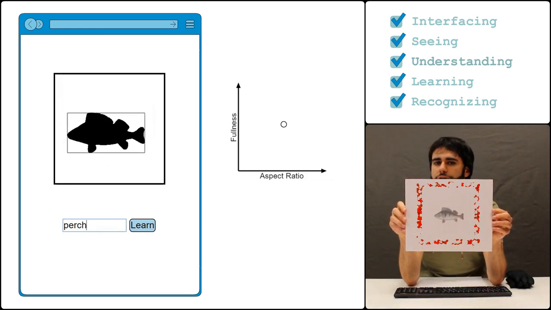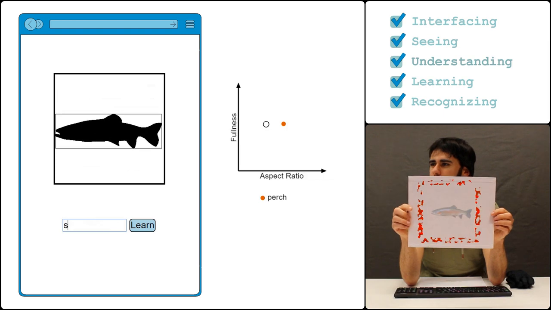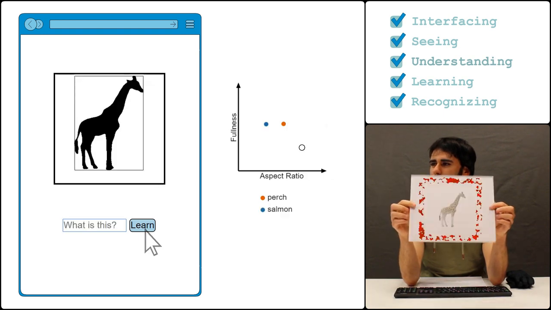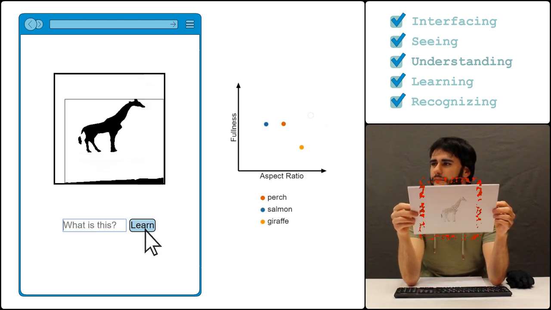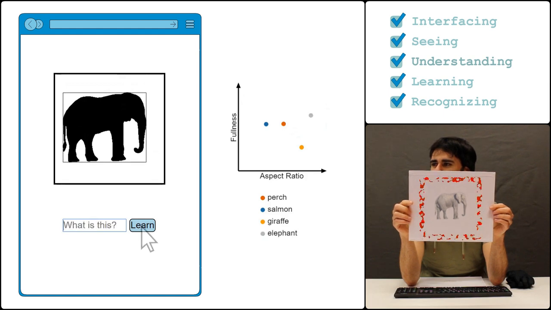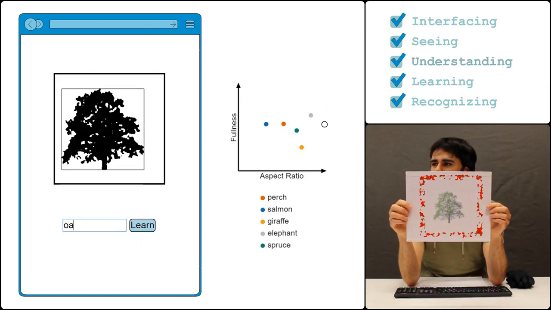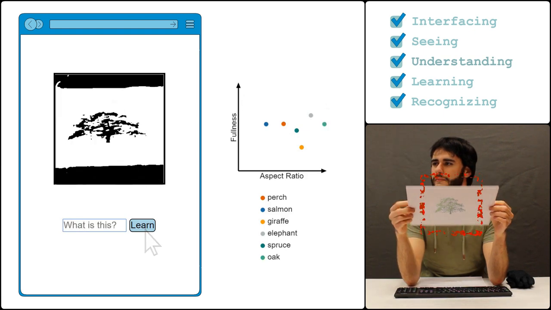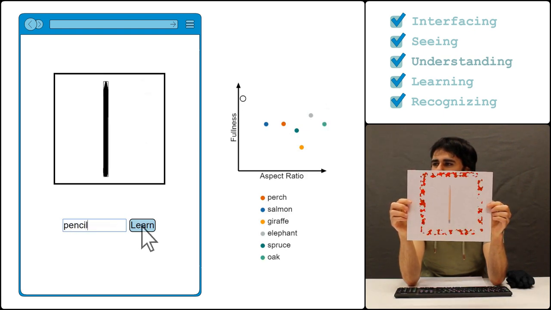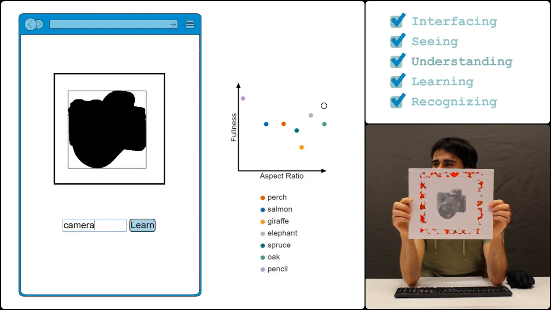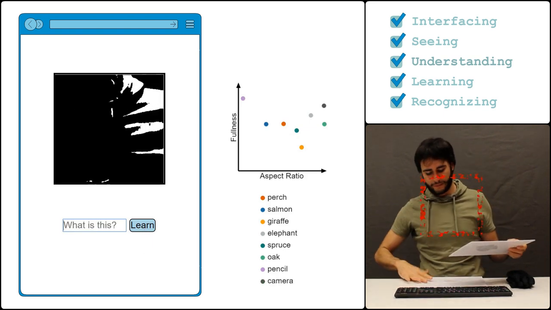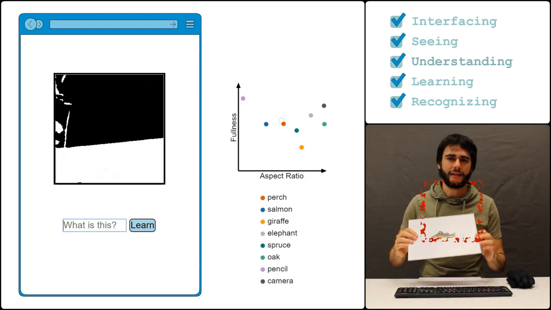This is a perch. This is a salmon. This is a giraffe. This is an elephant. This is a spruce. This is an oak. This is a pencil. This is a camera. Now, let's see if it can recognize the things.